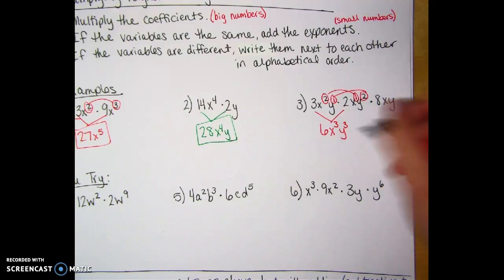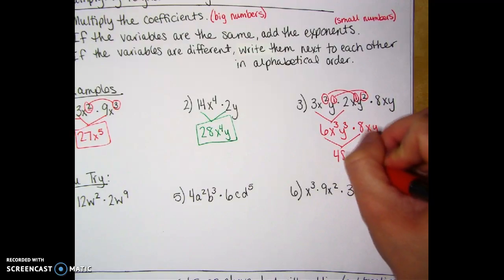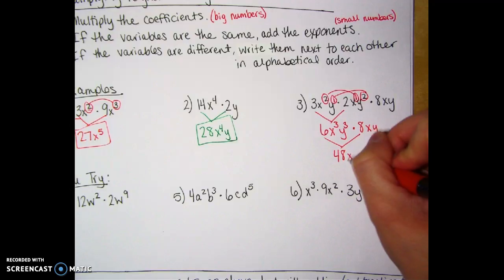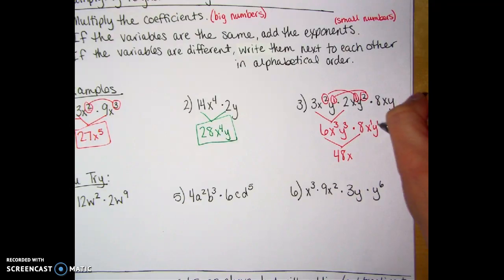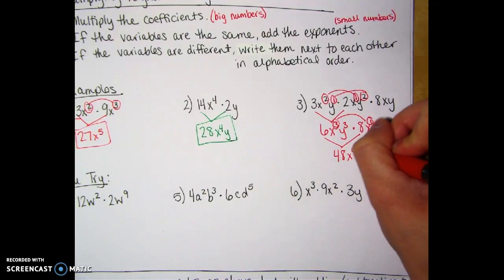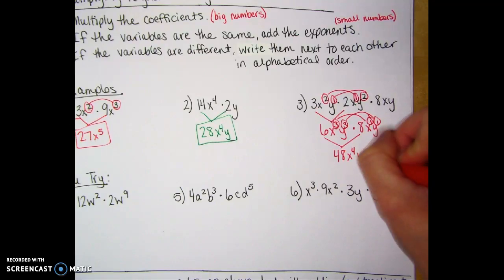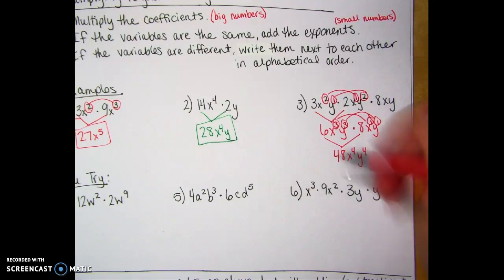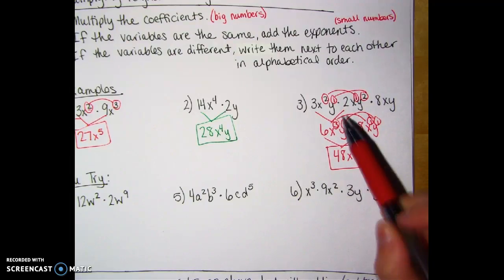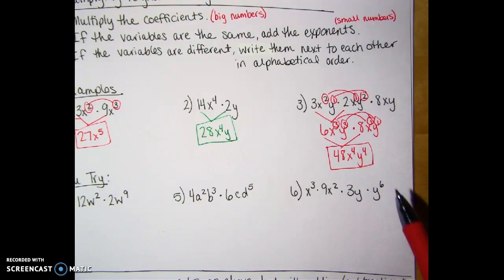I'm not done yet. I need to bring down that times 8xy. Multiply 6 times 8, that's 48. And for the x's, that's 3, and there's a 1 each over here. So that's 3 plus 1 is 4, and again 3 plus 1 is another 4. When you do this on your own, you don't have to do it in 2 steps like I did, but I think it's more helpful that way, but that's up to you.